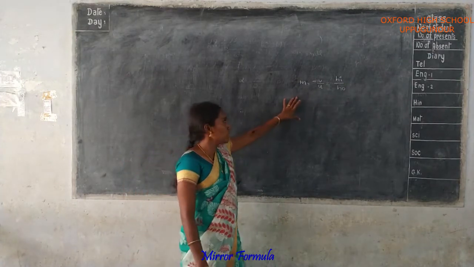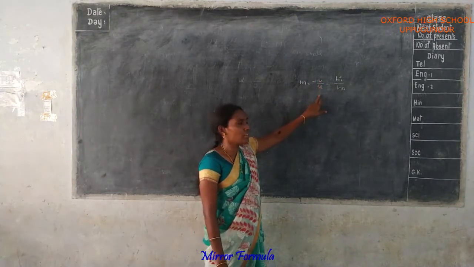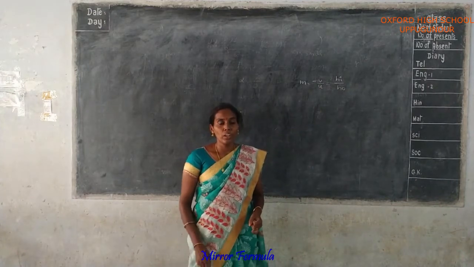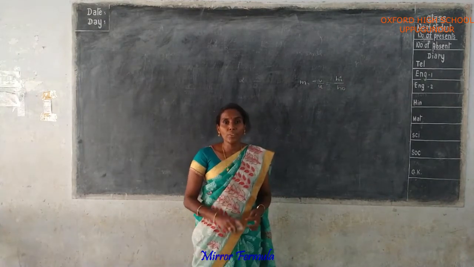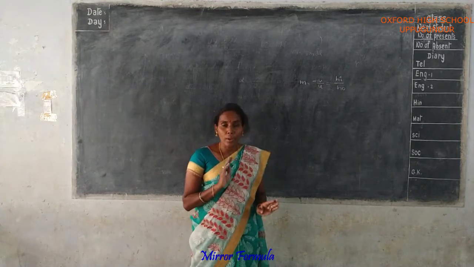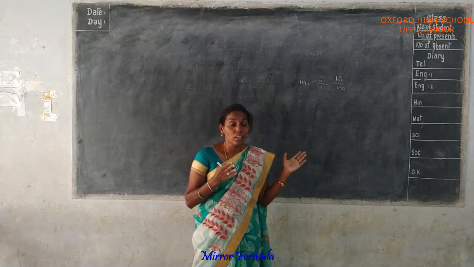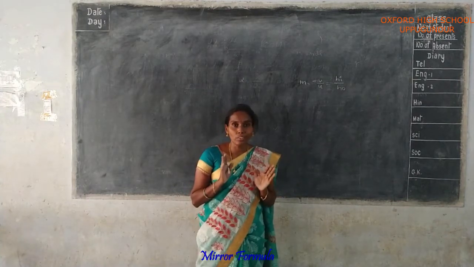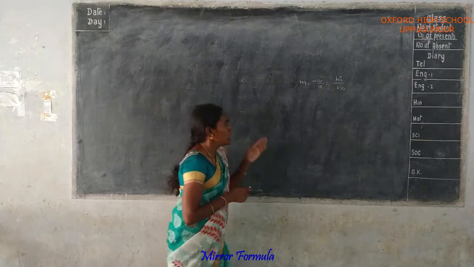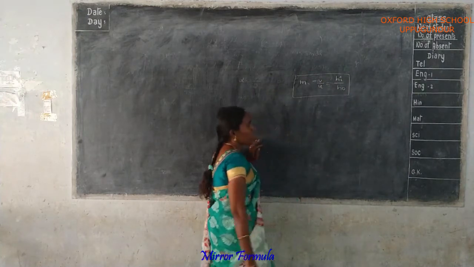Magnification is nothing but the ratio of image distance to the object distance, or height of the image by height of the object. And one more thing, the magnification produced by the plane mirror is always 1. That is very important. Here m is equal to minus v by u, or hi by ho.